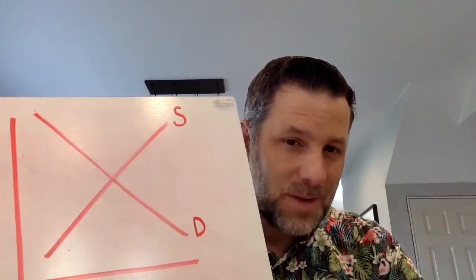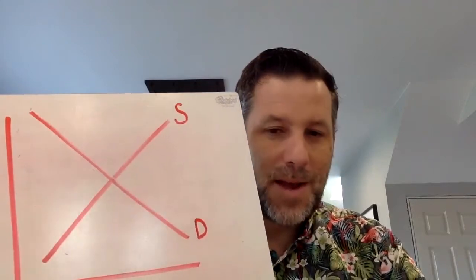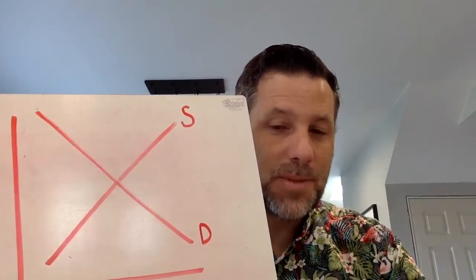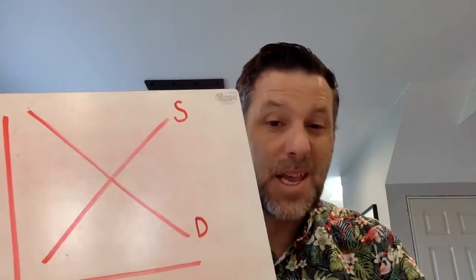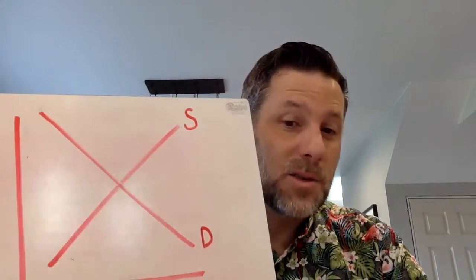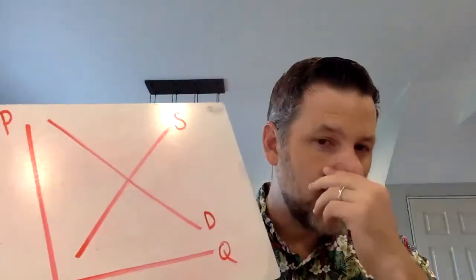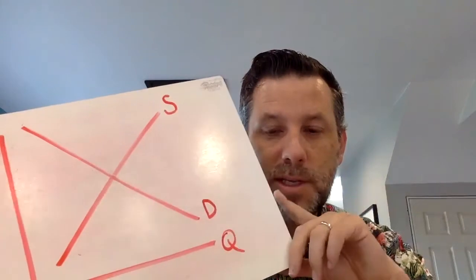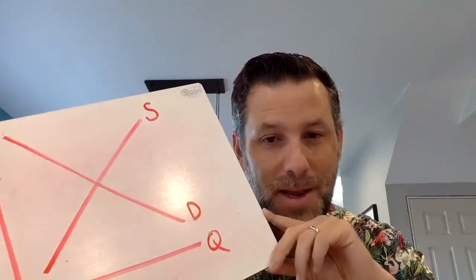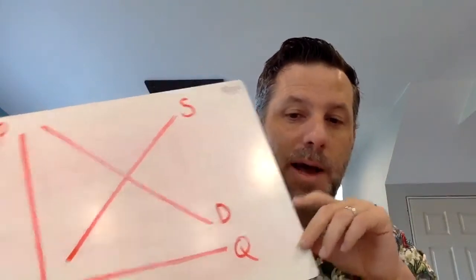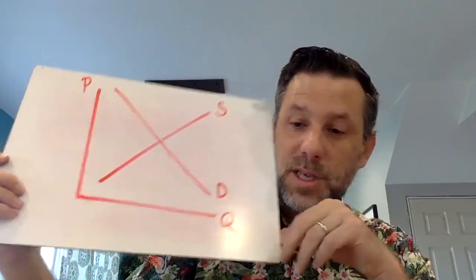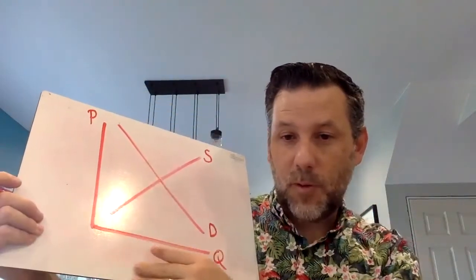Demand is downward sloping, supply is upward sloping. Demand has an inverse relationship, supply has a direct relationship. Label our axes: price, and quantity, Q. Now, if you remember from previous units, on demand we have quantity demanded. On supply, we have quantity supplied. Quantity just is that; it's the same for either.